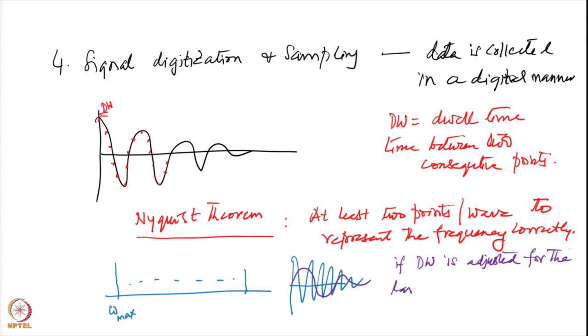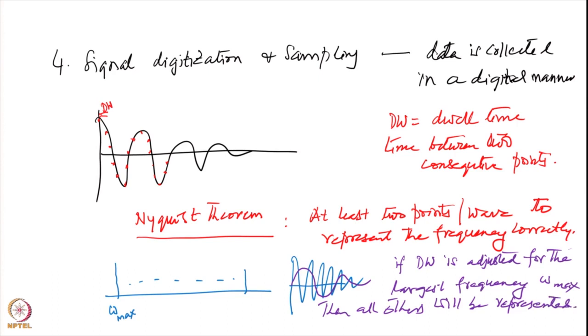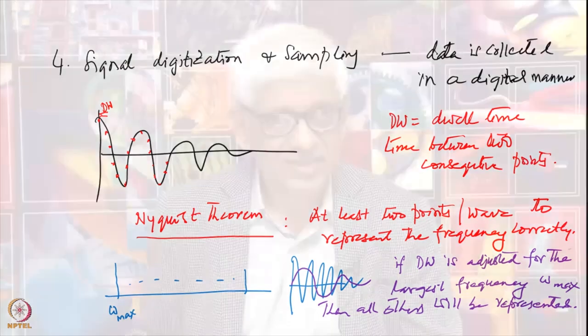If dw is adjusted for the largest frequency, omega max, then all others will be represented. So this is the next theorem, and therefore this is the signal digitization and the sampling. So these are all very specific to FT-NMR, as you can see.